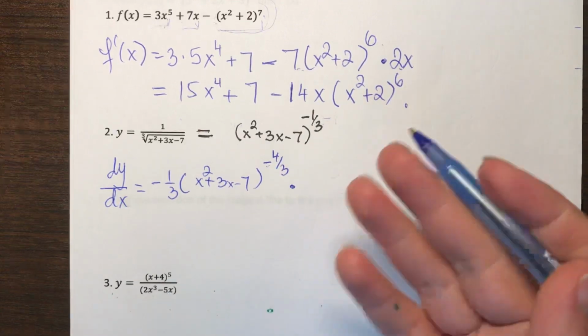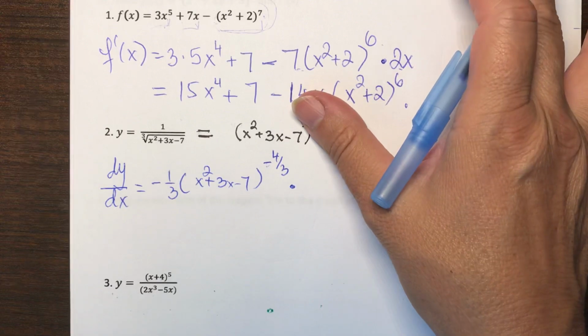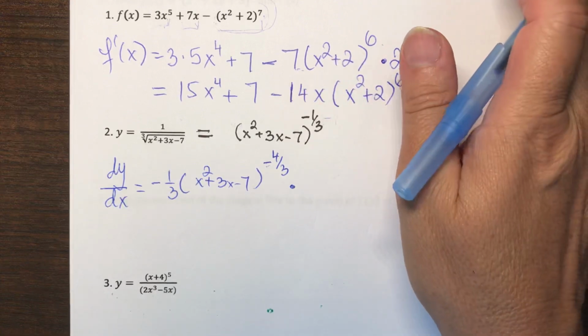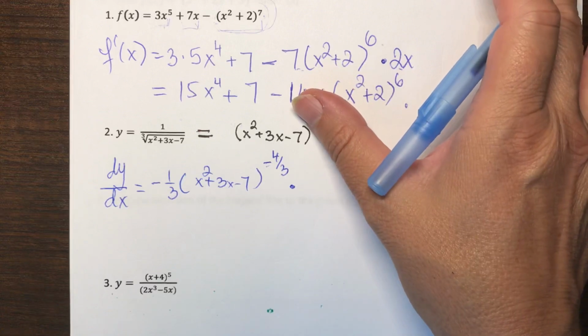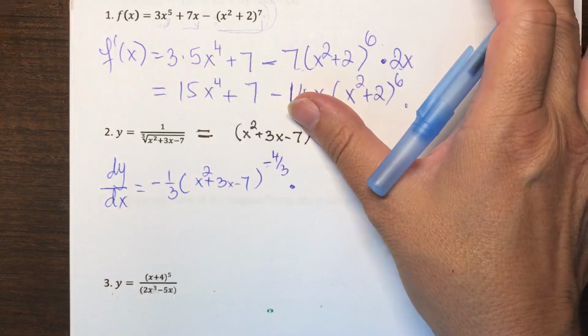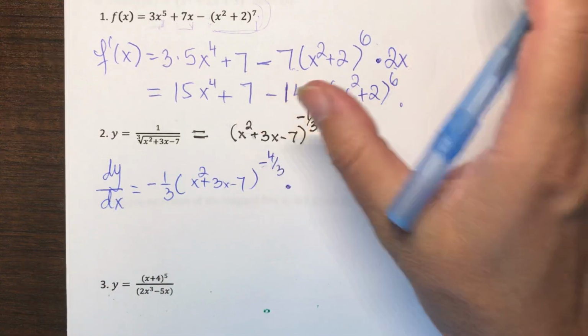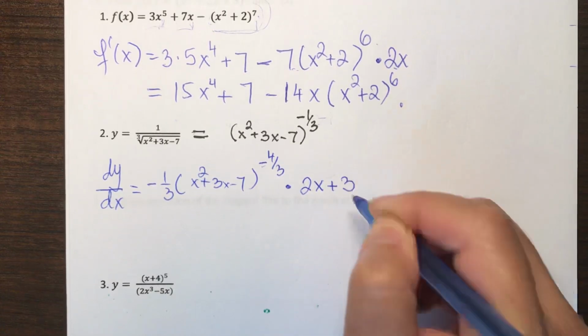We just got rid of the 1/3 exponent, or took care of that. But that wasn't all. It wasn't just an x to the -1/3. It was a whole bunch of stuff about x. So now that I'm done with the outside exponent, I need to move in and take the derivative of the inside. So what's the derivative of the inside? That's easy. That's a 2x plus 3.